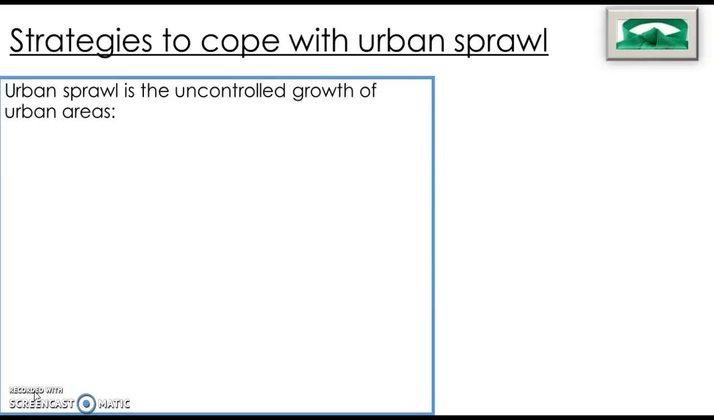You also need to know for the exam what strategies have been used to cope with urban sprawl. Urban sprawl is the spreading of urban areas through the countryside and eating up land around the cities. So it's uncontrolled, it's not planned, it tends to be evolving over time.